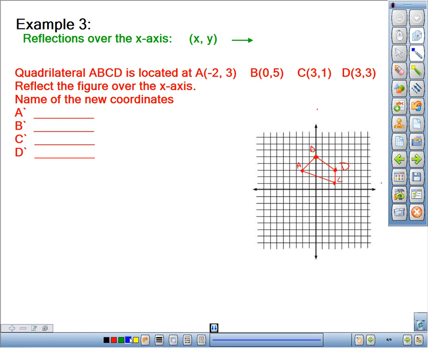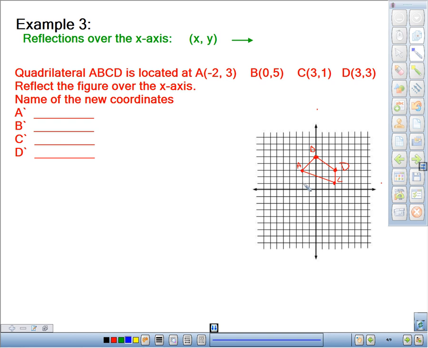So what we need to do is we're going to treat the x-axis as if it were a mirror. Think about any time you've ever looked at yourself in the mirror. If you look at yourself in the mirror and you are very, very close to the mirror, then your reflection will appear very, very close to the mirror. If you stand further away from the mirror, your reflection appears to be further away. So what we're going to do is we're going to treat each of these points like a person. So let's start with A here.